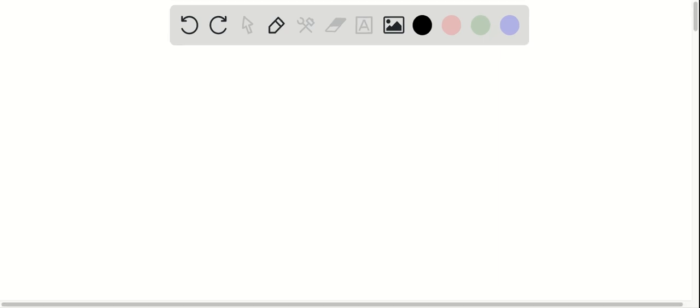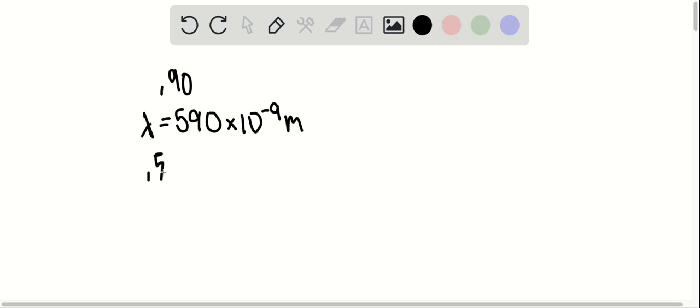Okay, so with this problem, you have fireflies emitting radiation, and we know it's from using ATP, and we want the number of molecules of ATP used. So let's write down the givens. They're 90% efficient, so let's write that down. Lambda is equal to 590 nanometers, and it's 0.5 eV per molecule.